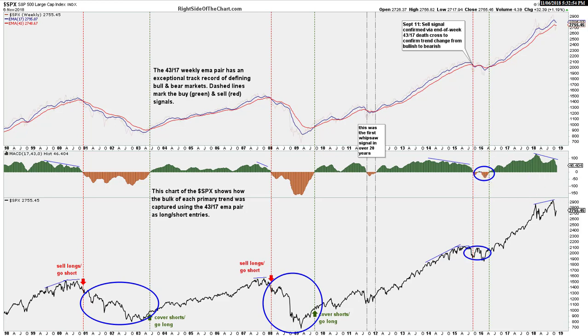And here's where, as I mentioned earlier, you start to see the divergences really work well. On the histogram, you can see the histogram divergence, negative divergence. I'm referring to the market prices, meaning the S&P 500 moving higher, with the histogram moving lower. That's negative divergence, and that foreshadowed this crossover. We had negative divergence right here. It foreshadowed this crossover, and that marked the beginning of the bear market back in 2007 that started in October. So you had divergence leading up to that.